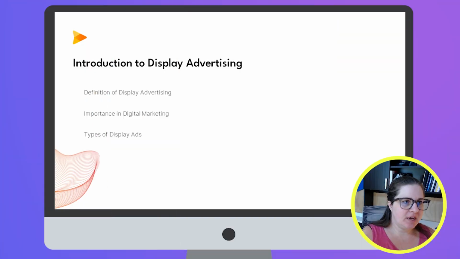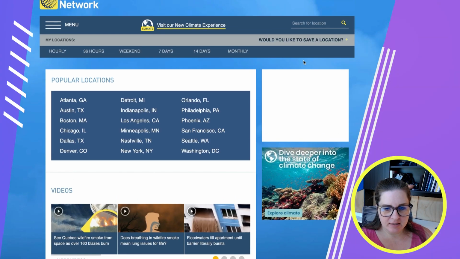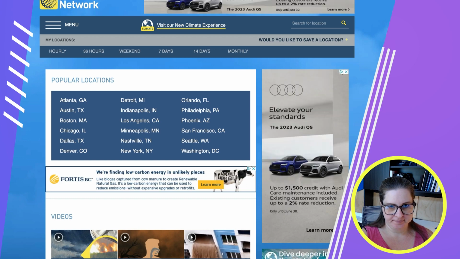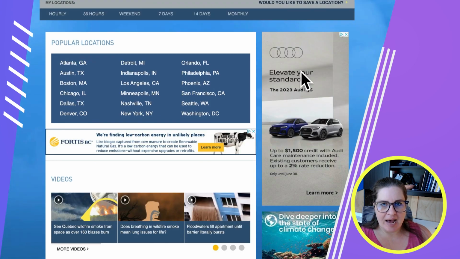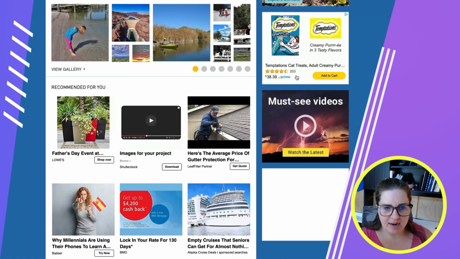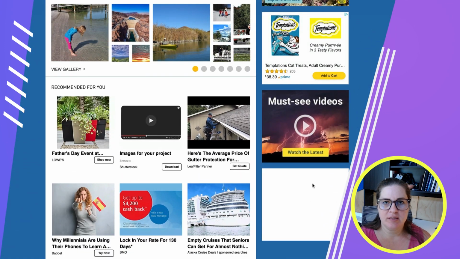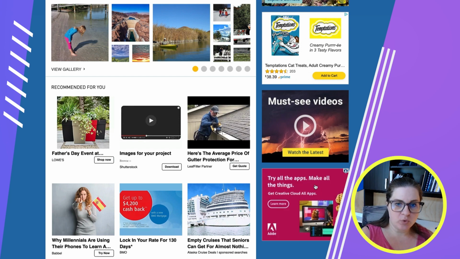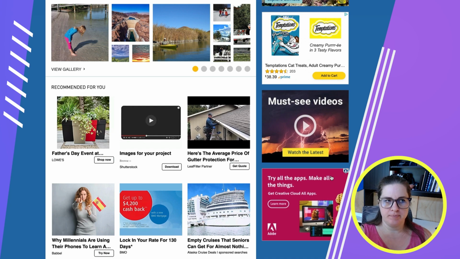The example I usually use is the Weather Network. And you can see it shows up on these ads right here, the Audi, Temptations, and there's another one that has them loaded right here. These are third-party ads that the Weather Network is using through a platform called AdSense to showcase.